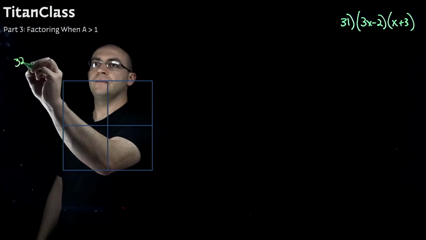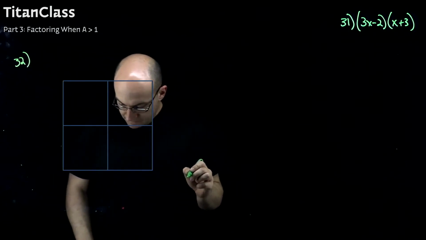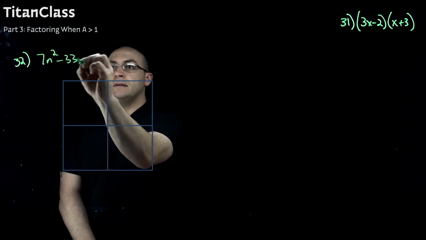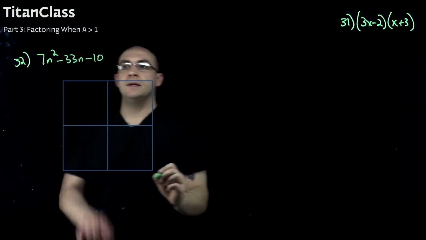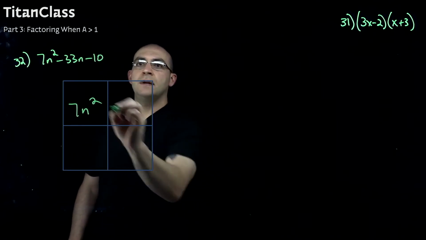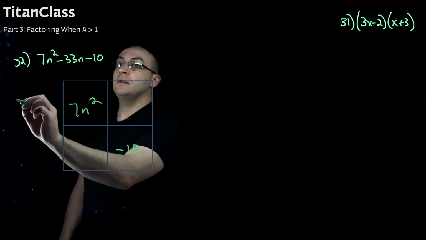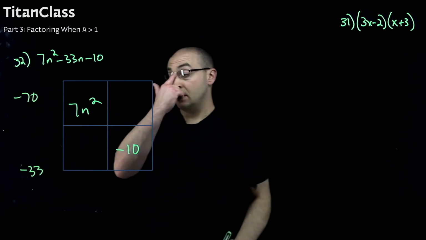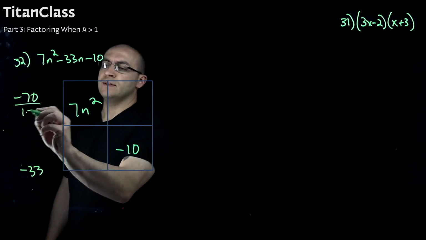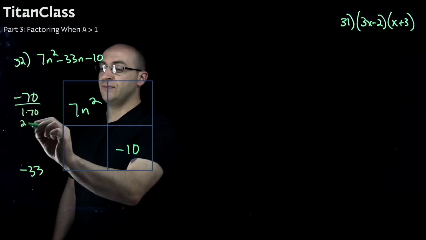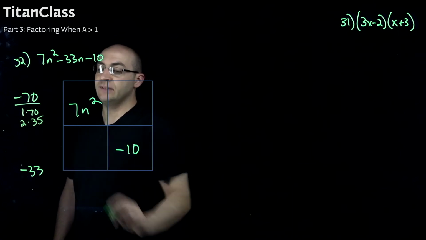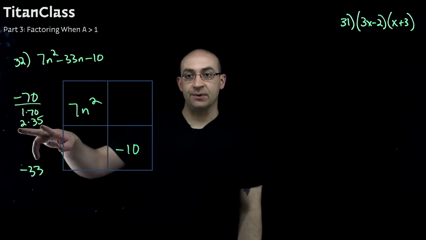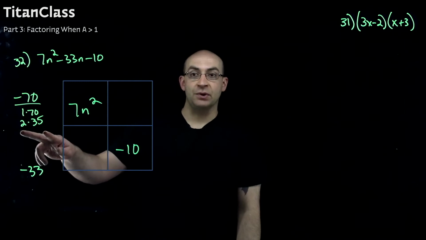32. 7n squared minus 33n minus 10. 7 times negative 10 is negative 70, and I'm trying to get a negative 33. Okay, these are big numbers. Let's do some factor pairs. 1 times 70 is 70. 2 will fit, and 2 times 35 is 70. And again, just like last time, we ran right into the factor pair that we need, because I can manipulate a 2 and a 35 to do this.